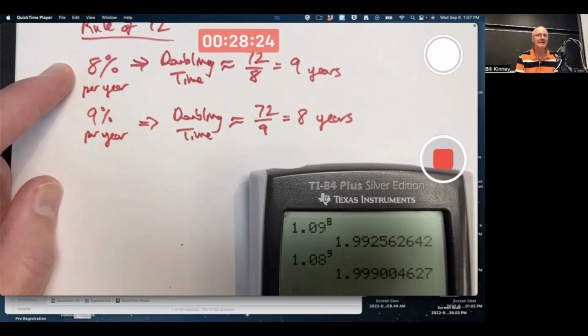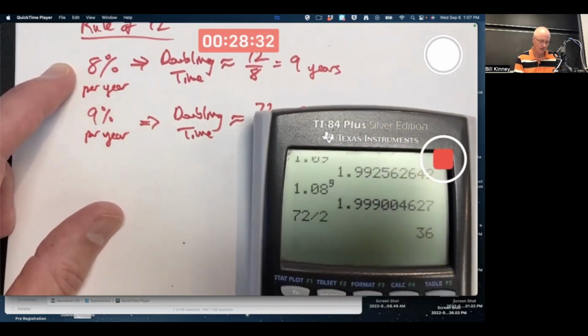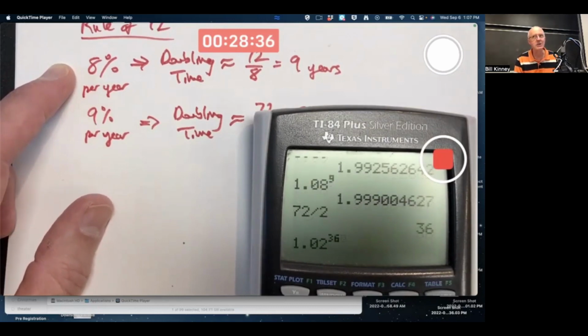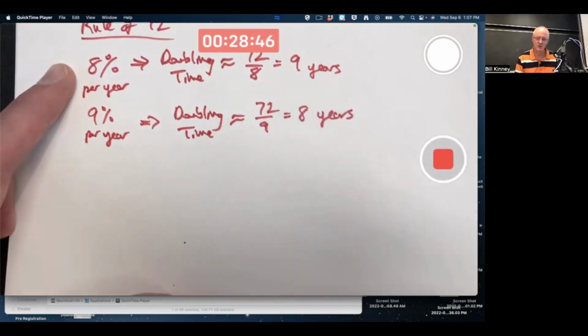Once your interest rate gets further away from 8%, like say 2%, it doesn't work so well. 72 divided by 2 is 36. 1.02 to the 36th power is not quite as close to 2. 2.04. It's still reasonably close to 2. Okay, quick description of the rule of 72.